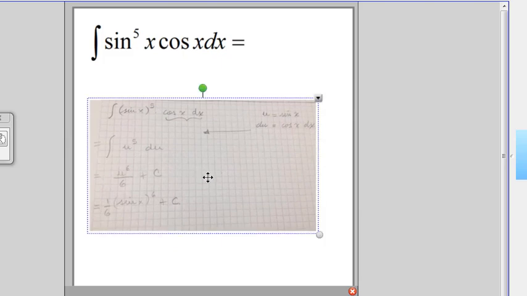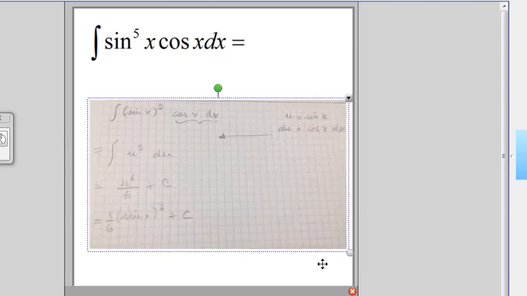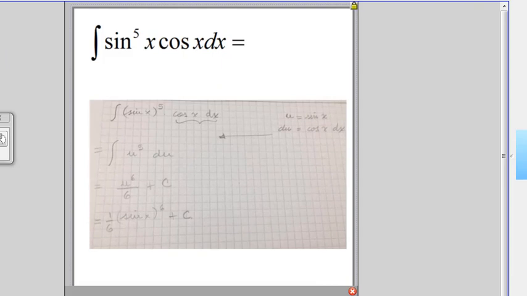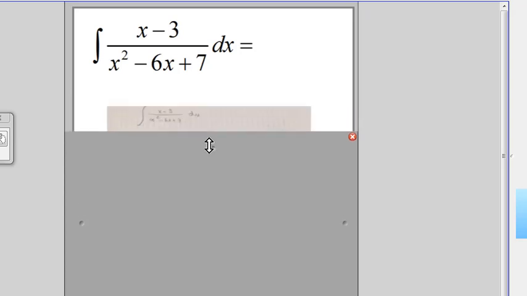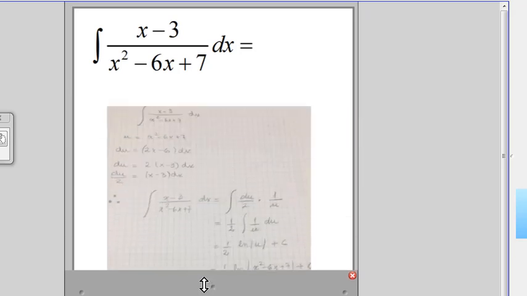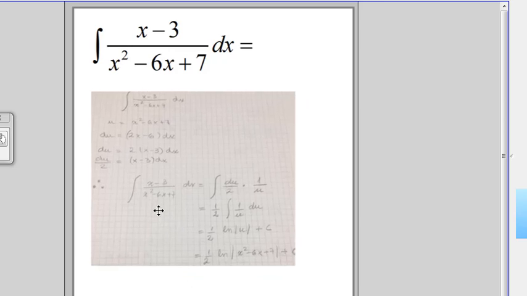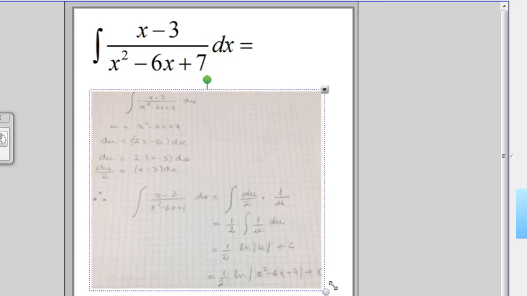Quite simple. Let's see another last example. Try this. Well, let's see the answer and check if you have it correct.